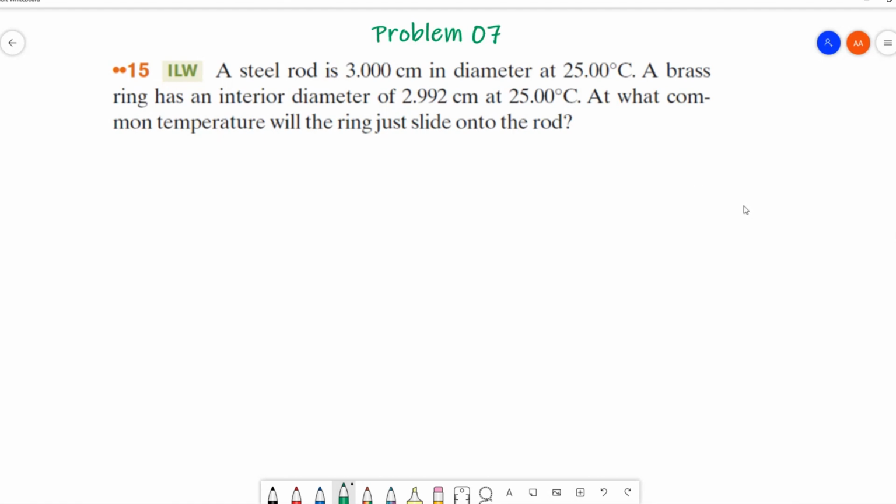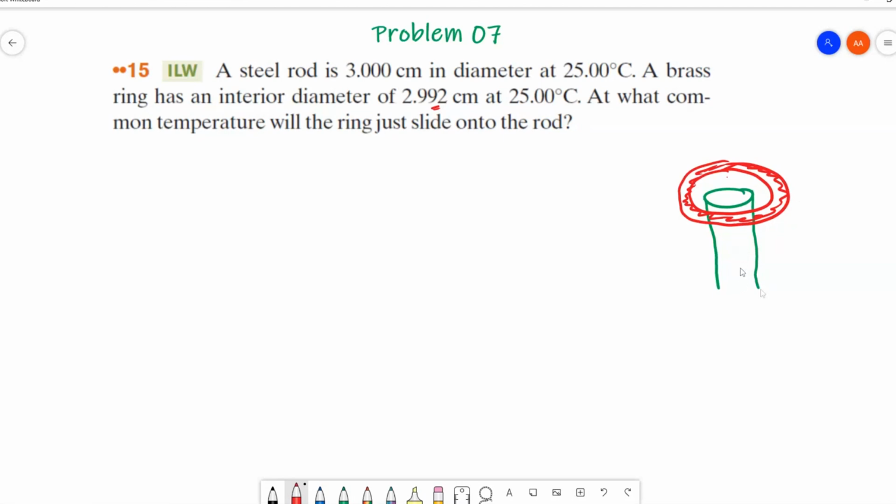So a steel rod is 3 centimeter diameter. So we have a rod like this, and we have a ring on top of it, a ring like this. Okay, but keep in mind that the diameter of the ring is smaller than the diameter of the rod. So this ring cannot slide.